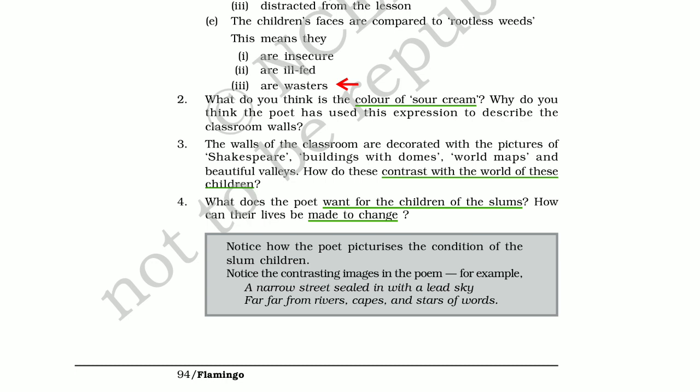Next question. The walls of the classroom are decorated with the picture of Shakespeare, building with domes, world maps, and beautiful valleys. What do they symbolize? Shakespeare stands for literary skills. Building with domes symbolize power and wealth. World maps represent the vast areas of opportunities, and beautiful valleys represent the scenic appeal of nature. All these are in sharp contrast to the dreary lives of slum children.